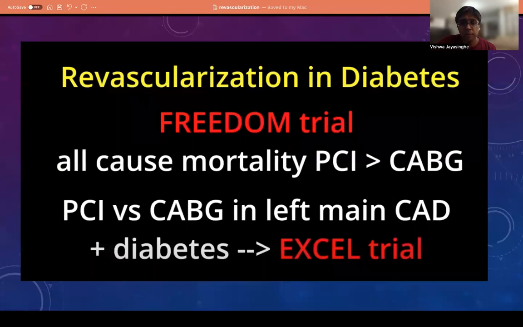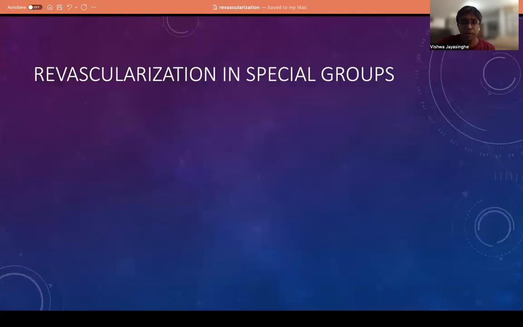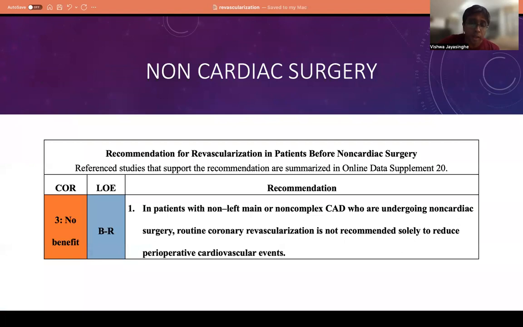So it comes from the Freedom trial, which had shown all-cause mortality is higher in PCI compared to CABG. So, revascularization in special groups. This is an interesting recommendation. For non-cardiac surgery, patients with non-left main or non-complex CAD who are undergoing non-cardiac surgery, routine revascularization is not recommended solely to reduce the perioperative cardiovascular events.